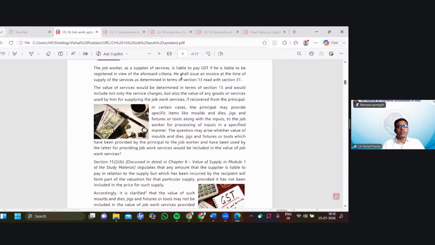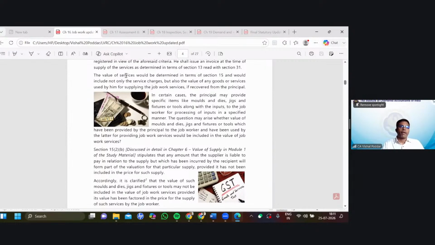Now, once he is liable to pay GST, he also has to issue an invoice as per the time of supply provisions that we studied in the earlier topic of section 13, and the invoice has to be issued in accordance with section 31. The value of the service, that is the job work service, would be determined as per section 15 and include not only the service charge, but the value of goods or services used by the job worker in the service if they are recovered from the principal.